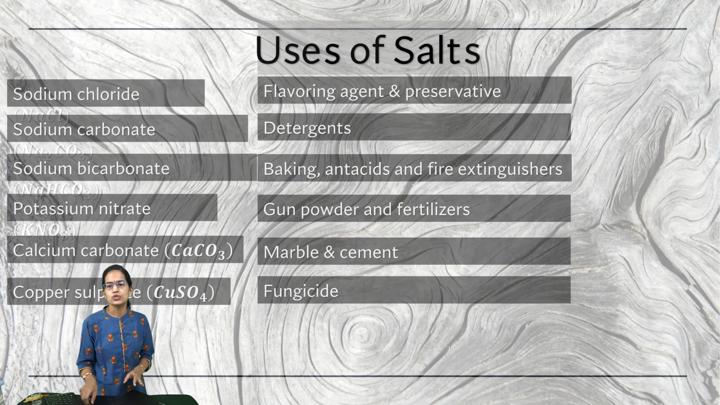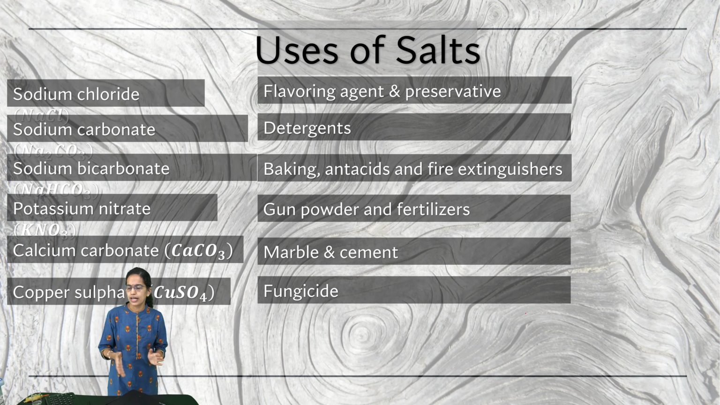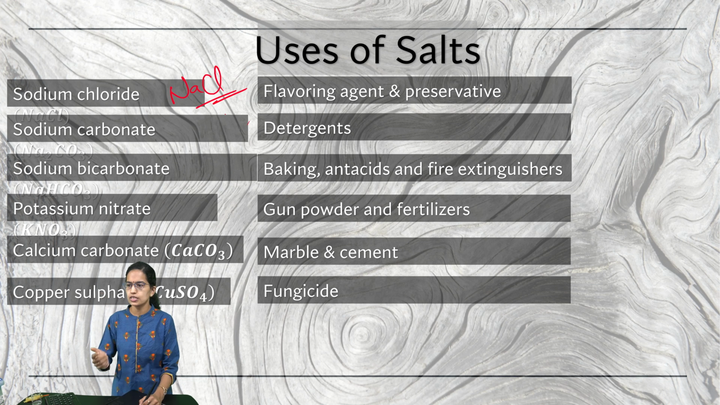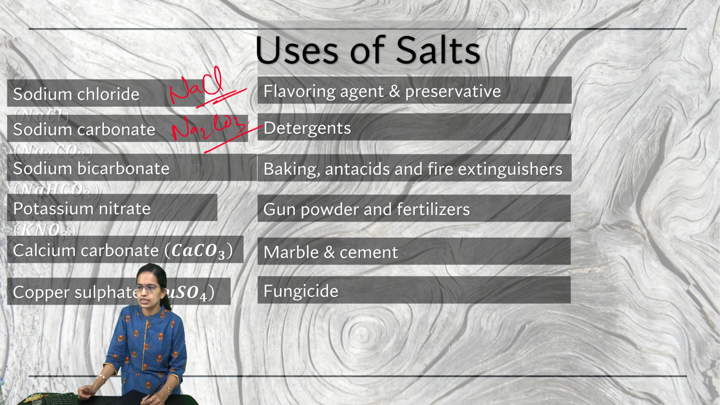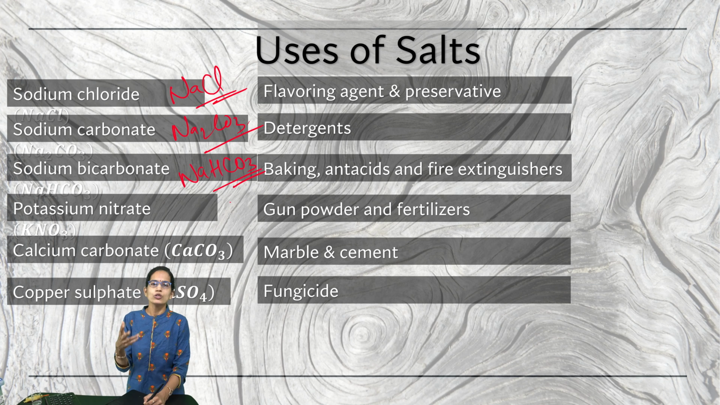Now talking about some examples of common salts from our life. Now common examples of salt, you have ammonium chloride, NaCl, the common salt, used for flavoring, used for preservation. Sodium carbonate, Na2CO3, commonly used in detergents. Then we have sodium bicarbonate, baking soda, commonly used for bakery products, also used in antacids, fire extinguishers. Then we have potassium nitrate, KNO3, which is used in gunpowders, fertilizers.